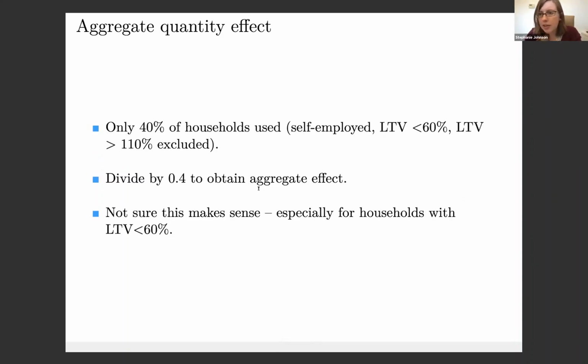And then just to comment on the aggregate quantity effect. You don't use all the households and then you scale up to get an aggregate effect. But in terms of how you scale up, the effects are probably very different for each of these excluded subgroups. I can imagine that the effect for households with a low LTV is actually quite different and maybe not particularly large. So you might want to consider breaking it out by each of these subgroups and possibly using different assumptions.